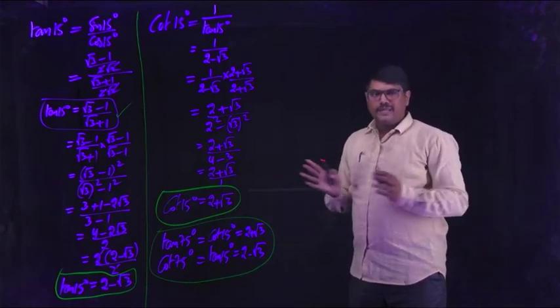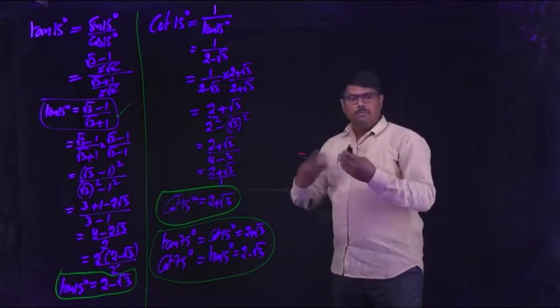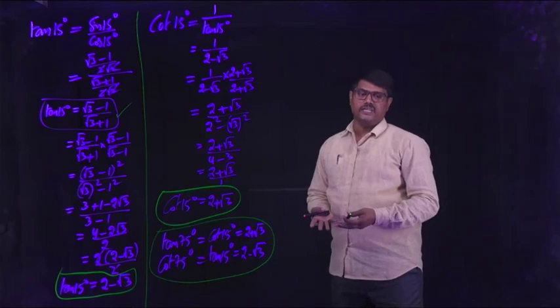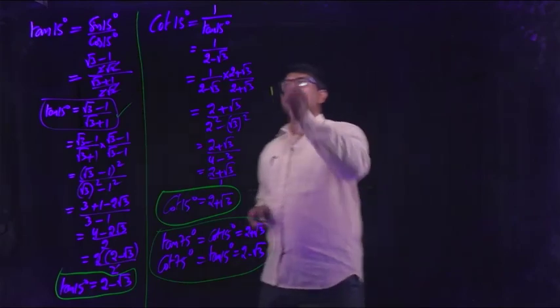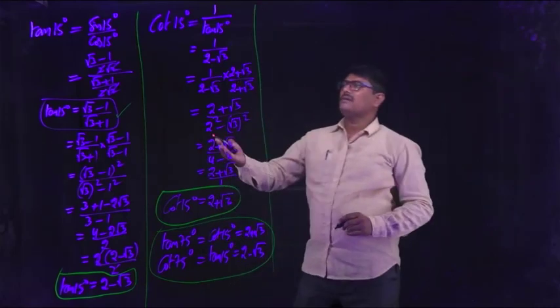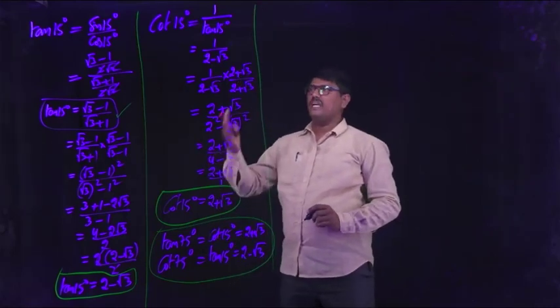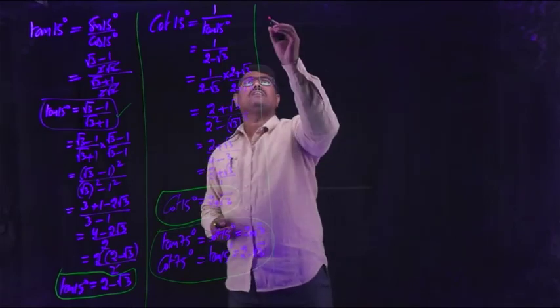So you have to think like that. If you know the value of 15 degrees, then you can find some more angles related to 15 degrees: 90 minus 15, 90 plus 15, like that. Now let us go for, we already did sine 15, cos 15, tan 15, cot 15. Next what? Let us try for cosecant 15.